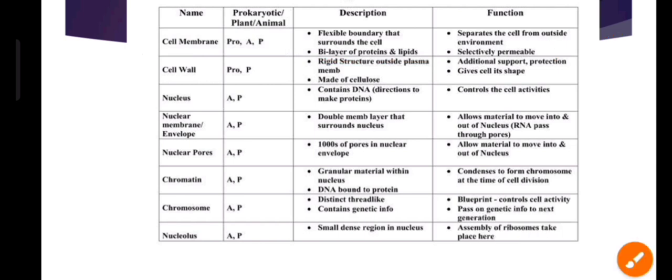Then the cell wall. It is a rigid structure outside the plasma membrane made up of cellulose. Cell wall is present only in where? Plant cell. In animal cell, the cell wall is absent. So what's the function of the cell wall? It gives additional support and protection to the cell, and it gives a particular shape to the cell.